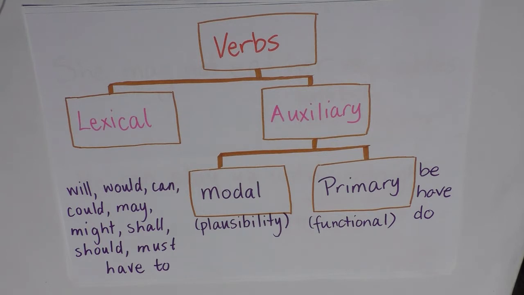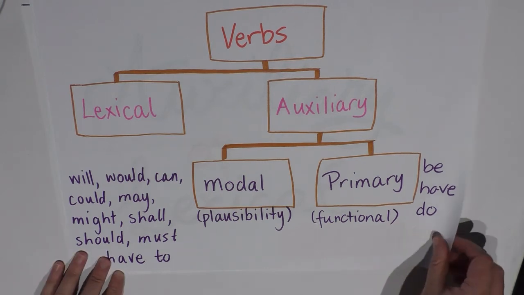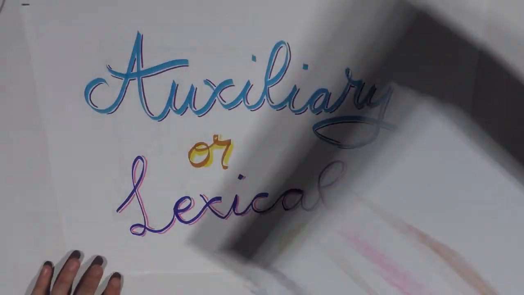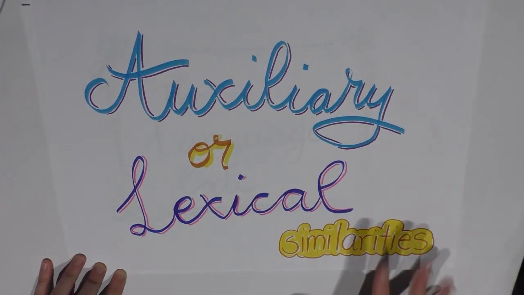So when we talk about auxiliary verbs, we are talking about verbs that play a functional role in the sentence, and they can be divided into primary auxiliaries, be, have and dummy do, and modal auxiliary verbs, those verbs that tell us the likelihood of something occurring, the plausibility of these things. Now that we're familiar with the two different types of auxiliary verbs, we can now look at the similarities between lexical verbs and auxiliary verbs, so that we can understand why it is that they might be considered to be in the same word class.